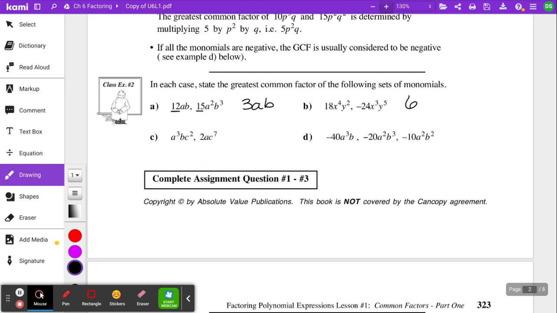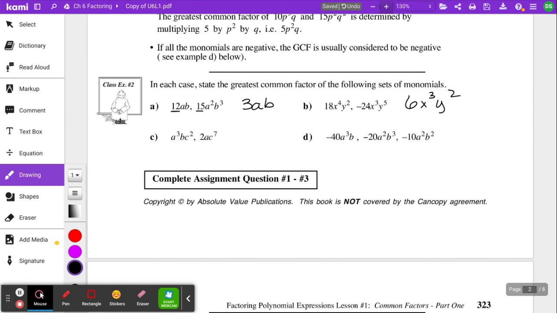Okay, look at the letters. Look at your x's. What's the most that they have in common? x to the third, right on. How about the y's? What's the most they have in common? y squared. Okay, good. Next. Does the negative on the 20? You don't even worry about the negative. No? Leave them there. Okay.